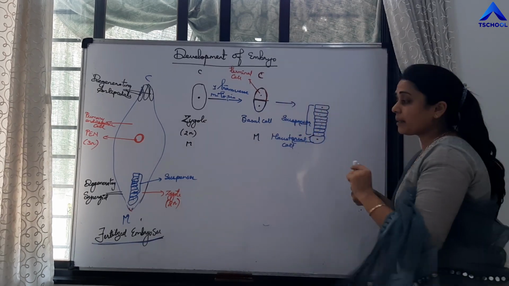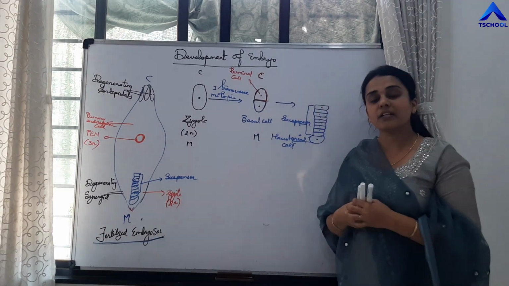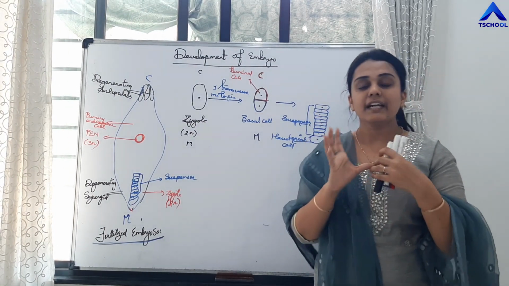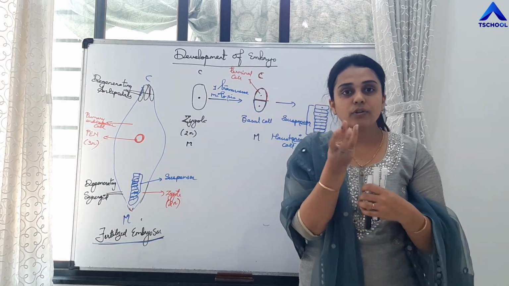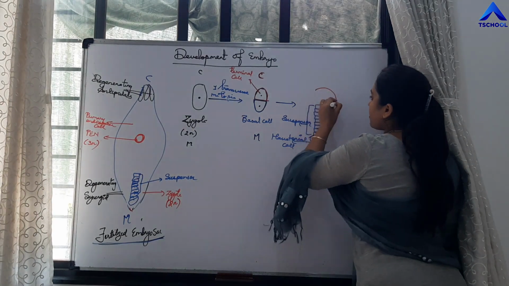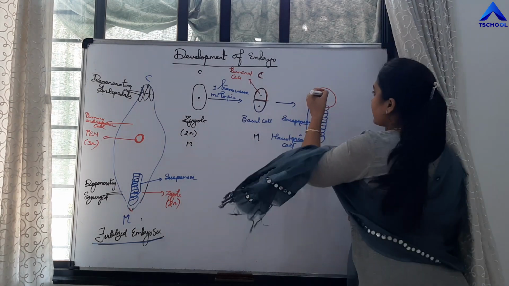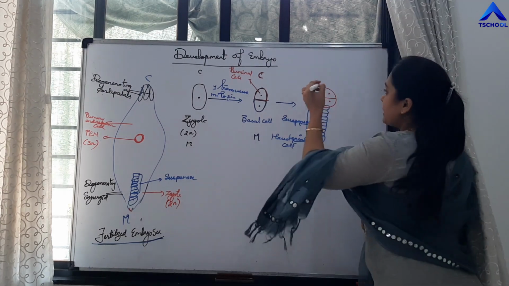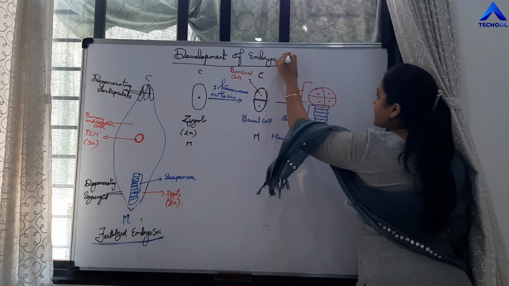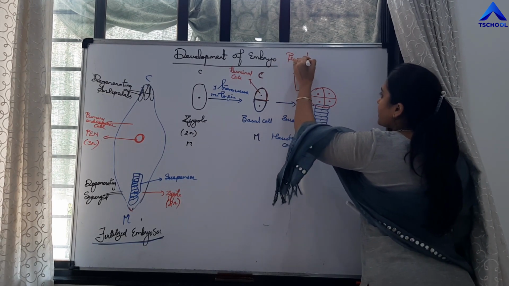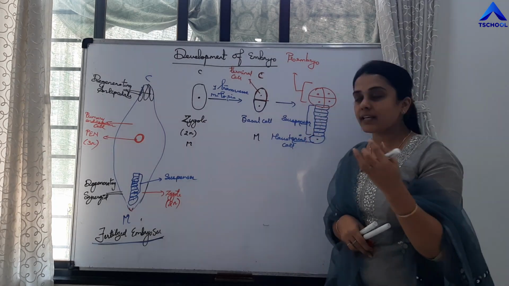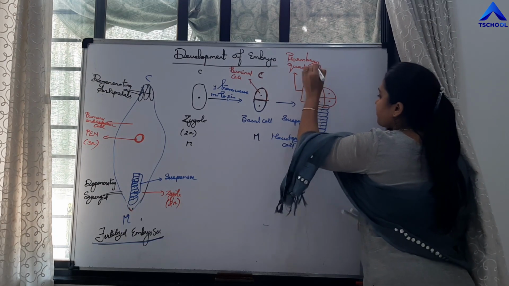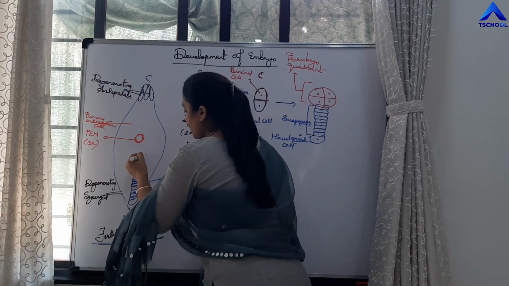Let me first explain what happens with the terminal cell. This terminal cell undergoes mitotic division, but not a transverse one. It undergoes mitosis to form a surrounded mass. So four cells are formed by two mitotic divisions. So there will be formation of four cells. This is called the proembryo, and because four cells are there, it is called the proembryo quadrant.